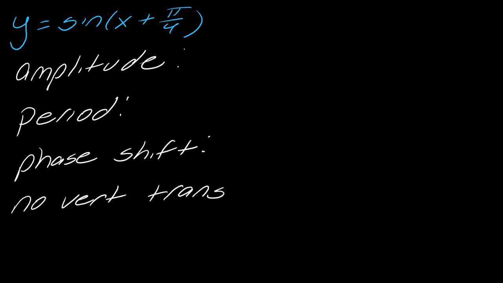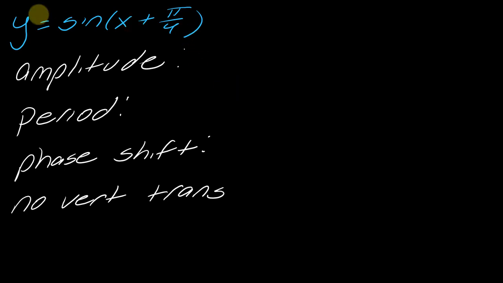Okay, so like I said, the first thing that you really want to do is identify your amplitude and period. And I think it's good to note if you have a phase shift or a vertical translation. Even though that's not something I put in the steps, it's a good thing to note because it will give you some intuition as to what should happen with the graph.